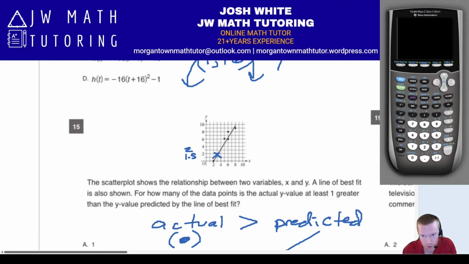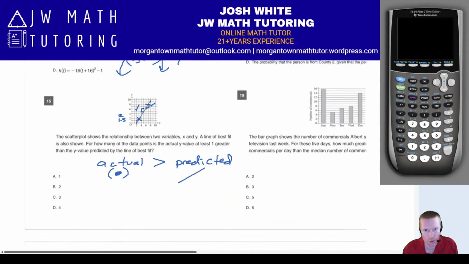In other words, we want the vertical distance between the point and the line to be more than 1 unit. So for this point right here, that appears to be the case because it looks like the predicted is like 4.6, 4.7, whereas the actual is 6. So that one checks off. And the same thing up here. The predicted is like 6.5 maybe, and the actual is 8. So that is more than 1 unit above it. So that one checks it off.